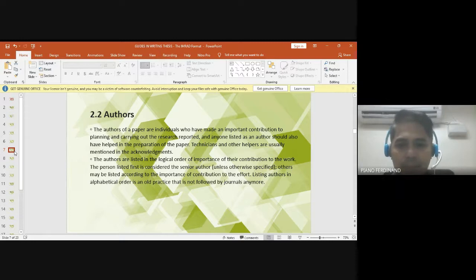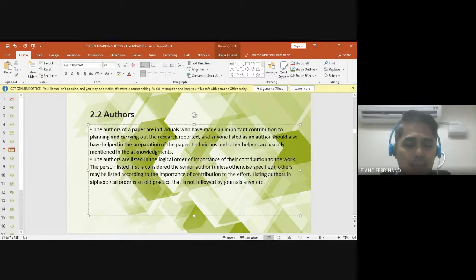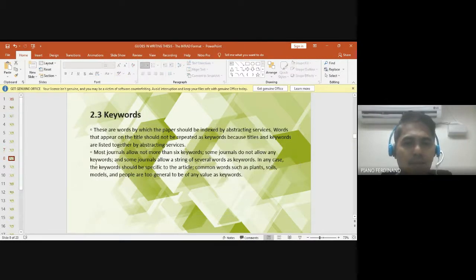Okay? Yung paglilista po ng mga authors using the alphabetical order ay hindi na daw po masyado ngayong ini-embrace kasi nga po hindi nakikita kung sino po talaga doon yung may pinakamalaking ambag para matapos yung isang research paper. Okay? That's about the authors. Next is the keywords.